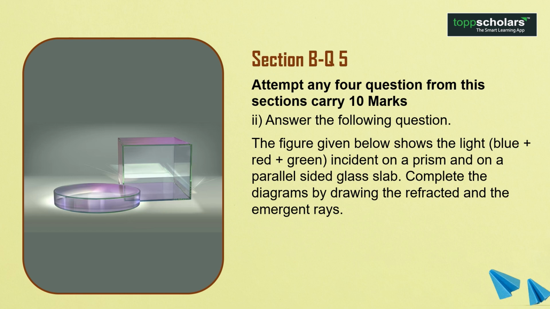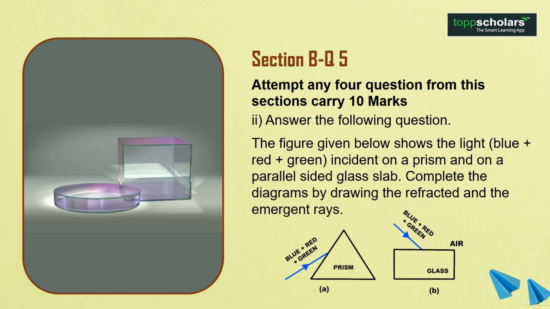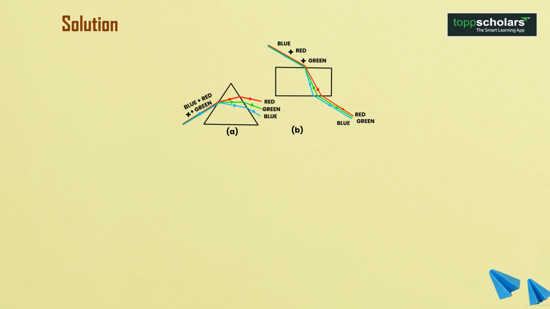Let's have a look at the next question. It says answer the following question. The figure given below shows the light blue plus red plus green, three colors, incident on a prism and on a parallel sided glass slab. Complete the diagrams by drawing the refracted and the emergent rays. This question is asked for 3 marks. Consider the ray diagram for few minutes.